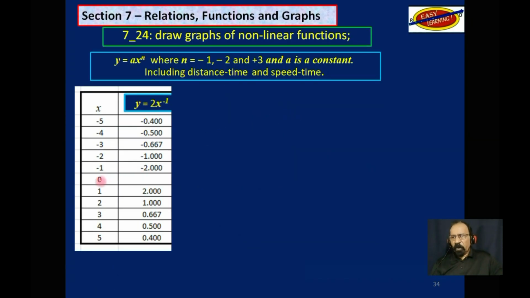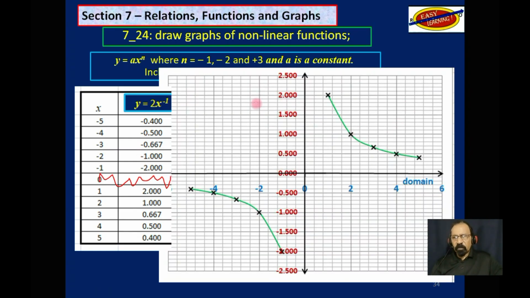So as I said, we will remove this 0, 0 point and now plot the graph. And this is what it looks like. Now, don't be confused by what you see there. That is one graph, which is y is equal to 2x to the negative 1 power. So this is the correct graph.